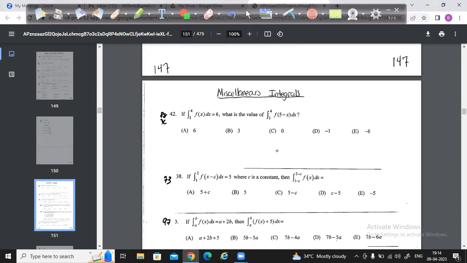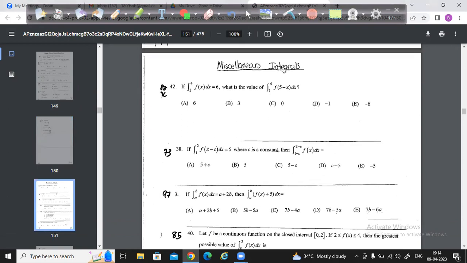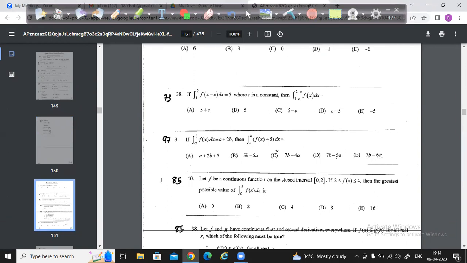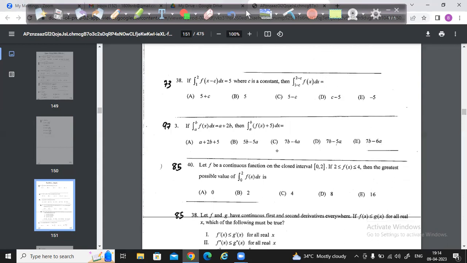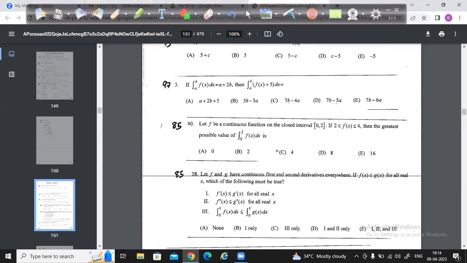Miscellaneous integrals, we did 42, we did 38, we did third. Please see the 40th question. Let f be continuous on the closed interval. If f of x lies between 2 and 4, then the greatest possible value of integral of 0 to 2 f of x dx. Direct one, simple one.